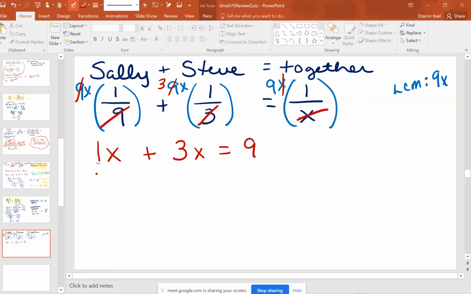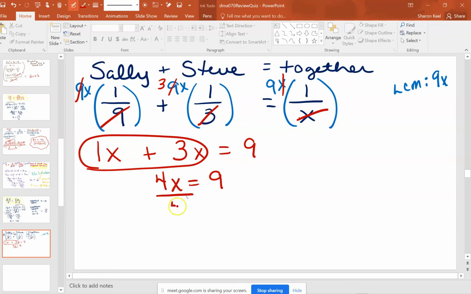So when I combine like terms, this is going to give me 4x equals 9. Divide both sides by 4, and x is equal to 9/4. That fraction cannot be reduced, and that would be how many hours?